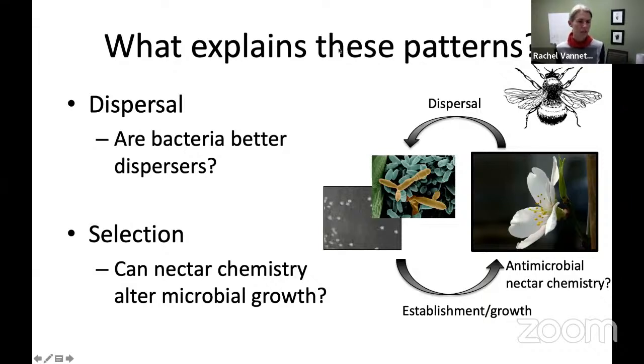So first of all, we wanted to look at dispersal and experimentally test, are bacteria better dispersers? Can this explain the pattern that we saw in the field of more common bacteria? And second, we wanted to also look at the potential for selection or environmental filtering. Can nectar chemistry alter microbial growth? Is it more difficult for fungi to establish in nectar than bacteria? Because that could be an alternative hypothesis for the pattern that we see.